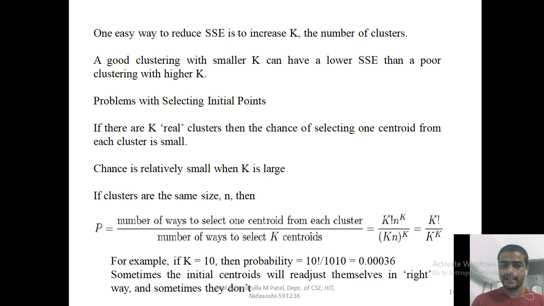If the clusters are all of the same size n, then what is the probability p? The probability p is equal to the number of ways to select one centroid from each cluster divided by the number of ways to select k centroids, which is k factorial n raised to k divided by k n raised to k, equal to k factorial divided by k raised to k. For example, if k equal to 10, the probability is 10 factorial divided by 10 to the power 10, which is equal to 0.00036. Sometimes the initial centroids will adjust themselves in the right way, and sometimes they do not.